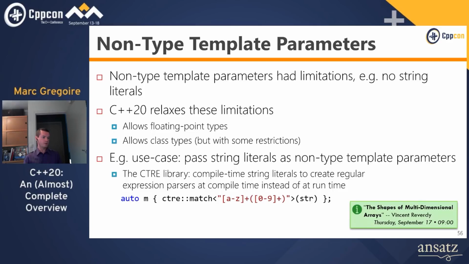One example use case is the CTRE library, the compile time regular expression library. And thanks to non-type template parameters, the lifting of the limitations, what that library is able to do is you can construct a match object and pass it a regular expression as a non-type template parameter. And by writing this, the regular expression is parsed at compile time, and your match object is constructed at compile time instead of at runtime.